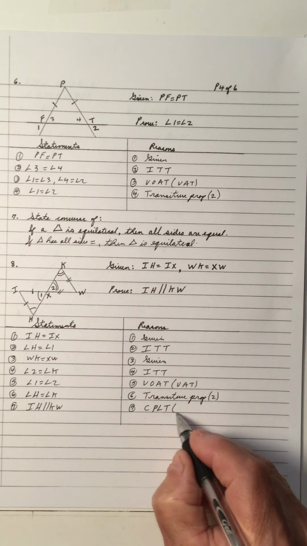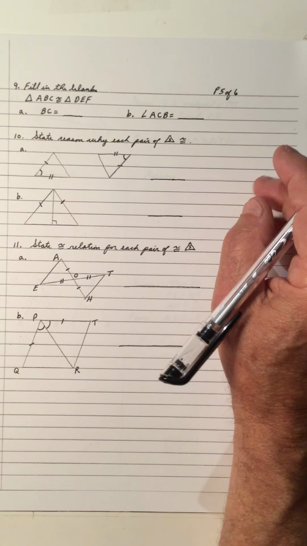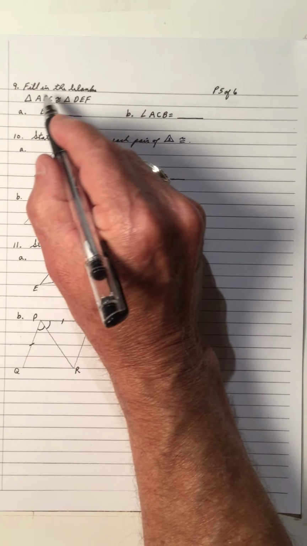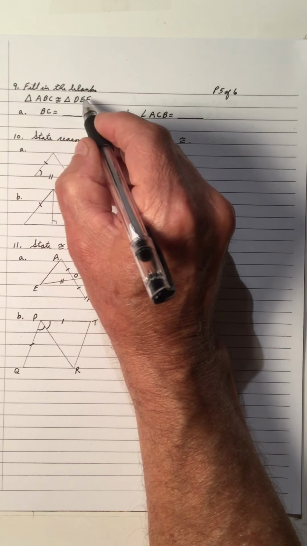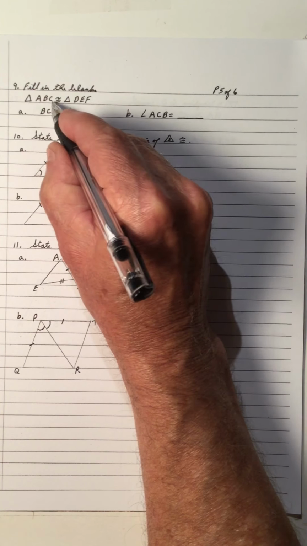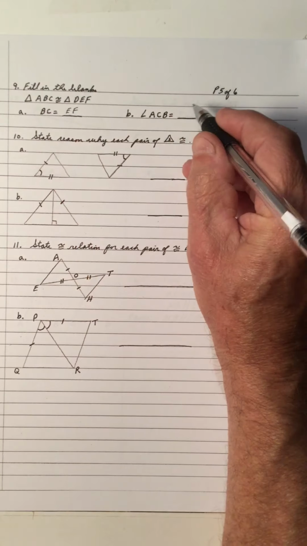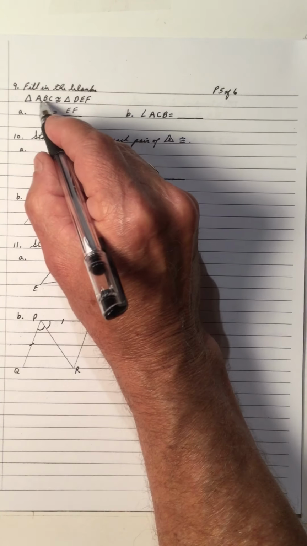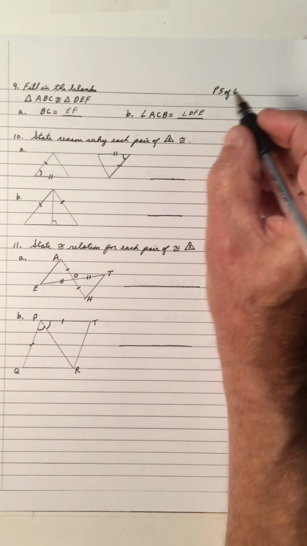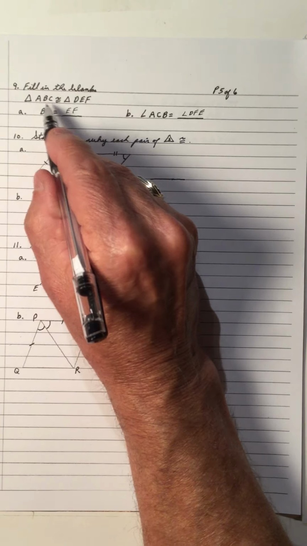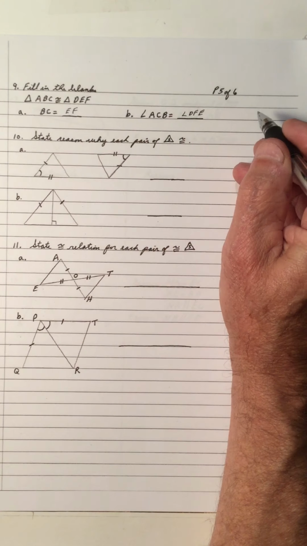Fill in the blanks. Remember, my review is designed in the order of my videos that I've done on the unit. Fill in the blank. Triangle ABC is congruent to triangle DEF. So BC is equal to, B goes with E, and C goes with F. An angle ACB is DFE. Again, A goes with D, B goes with E, C goes with F.